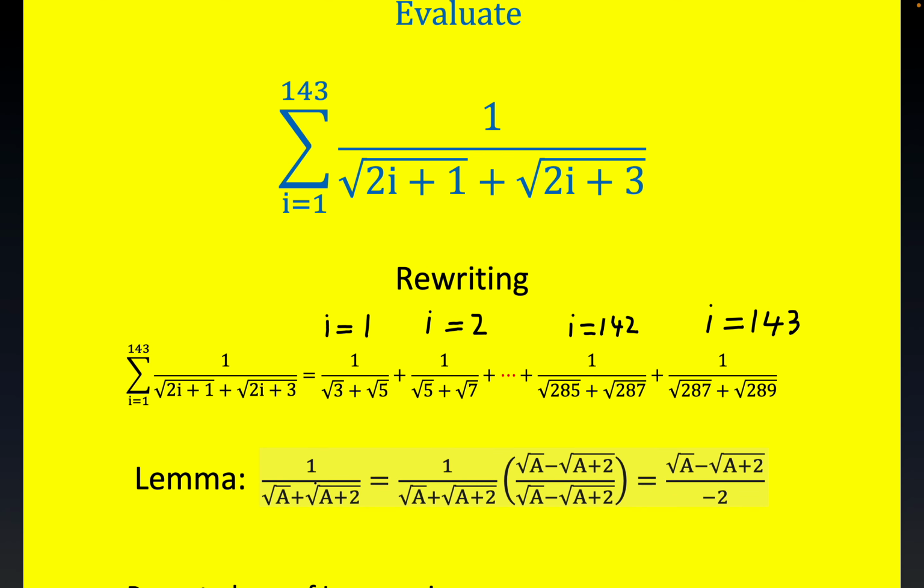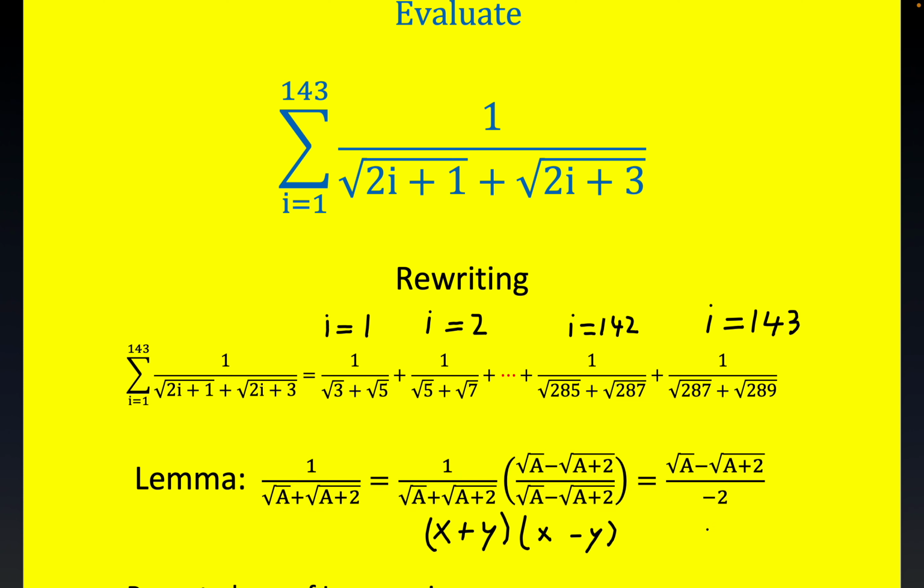Notice that each term is in this form: 1 over the square root of an integer plus the square root of that integer plus 2. Now, a very common algebraic trick is to multiply through by the conjugate, in this case a conjugate surd. Notice the denominator here is in the form x plus y, and over here we have x minus y. The object playing the role of y is the square root of a plus 2.